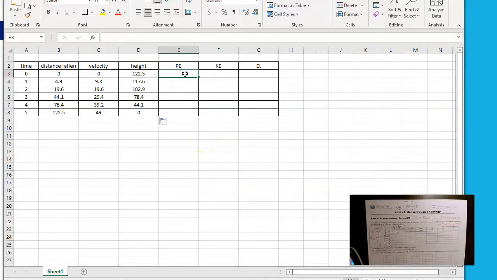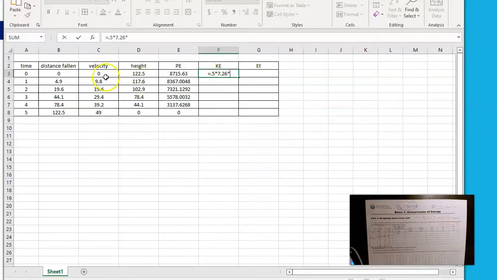Okay, the potential energy. Potential energy is equal to mgh. So that's going to be equal to the mass, which is 7.26, times g, which is 9.8, times the height, which is this column. And so we can see our potential energy. And the kinetic energy is equal to 1/2 times the mass, 7.26, times v squared. So that'd be the velocity squared.